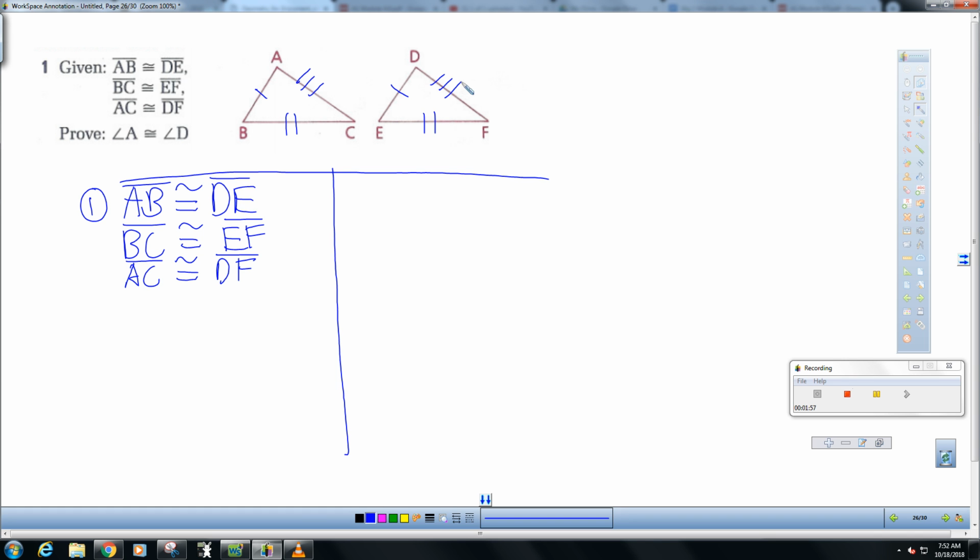Now, going back to those 3 steps we had earlier, the first thing we needed to do was prove those 2 triangles congruent. So I can say that triangle ABC is congruent to triangle DEF by side, side, side. So that was one of those 3 postulates we have, and we were given that all 3 sides are congruent, so we know the 2 triangles are congruent.